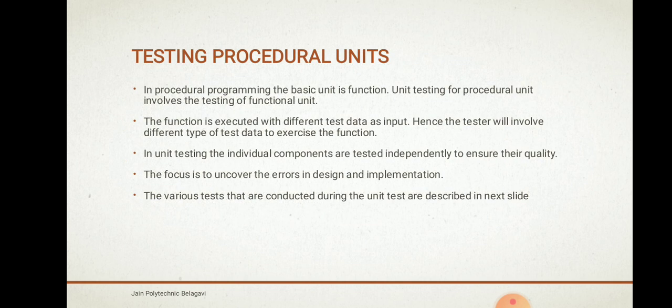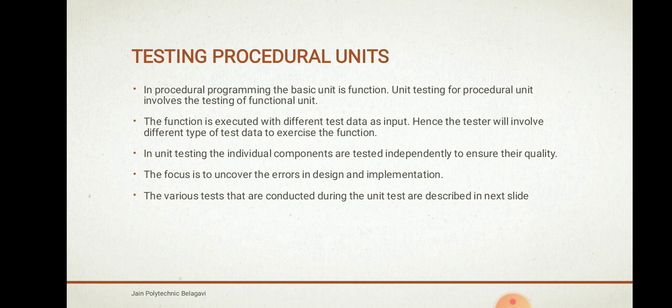Next we'll go over what testing procedural units is. In procedural programming the basic unit is a function. Unit testing for a procedural unit involves testing of functional units. The function is executed with different test data as input. If you have written a function, testing that function involves testing procedural units. So the tester will use different types of test data to exercise this function.